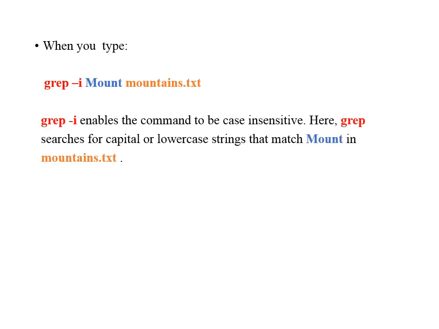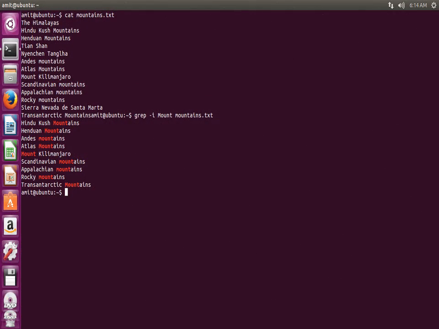When you type grep -i mount mountains.txt in your terminal and hit enter button. Grep -i enables the command to be case insensitive. Here, grep command searches for capital or lowercase strings that match mount in mountains.txt, as shown in the picture.